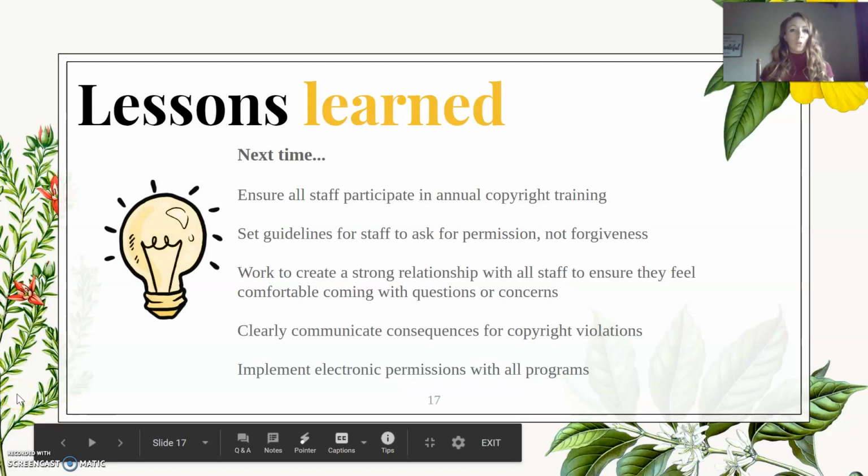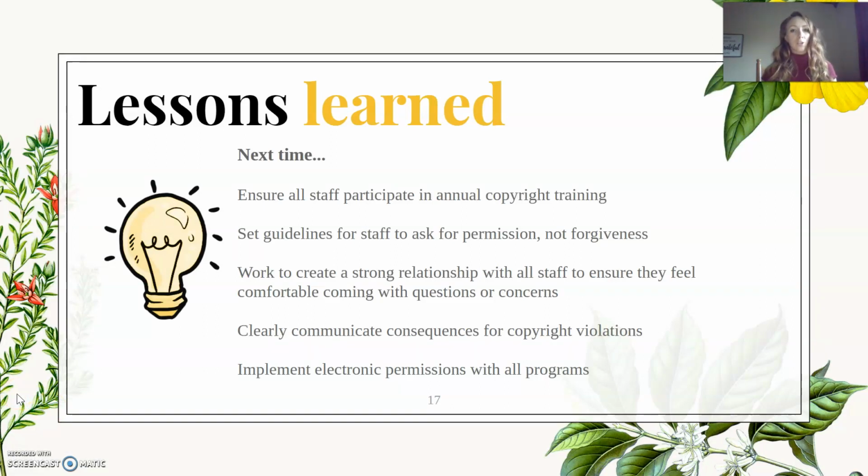The situation opens the doors for leaders in education to reflect in order to learn from mistakes. As a future school leader, I would work to stay away from similar situations by ensuring all staff participate in annual copyright training. I would not stop there, but also clearly communicate consequences for copyright violations. I would set specific and clear guidelines for following all laws, policies, and procedures. Guidelines would include staff communicating their ideas, asking for permission rather than forgiveness.